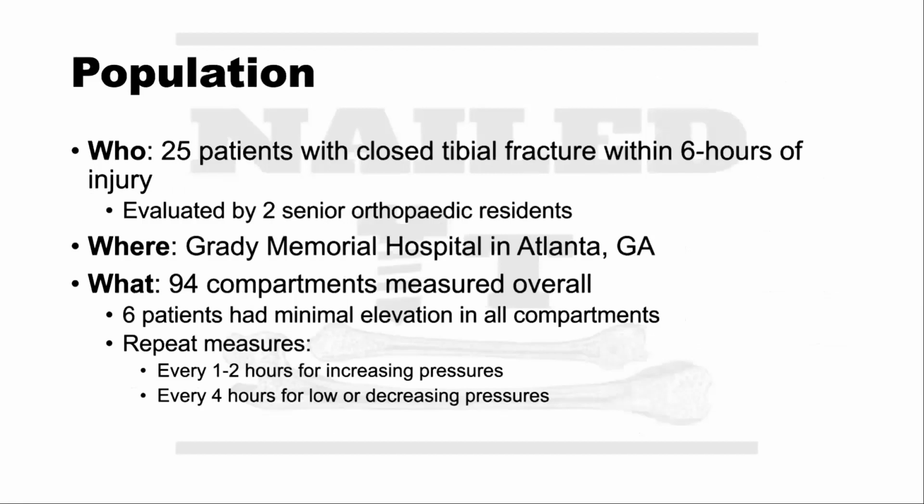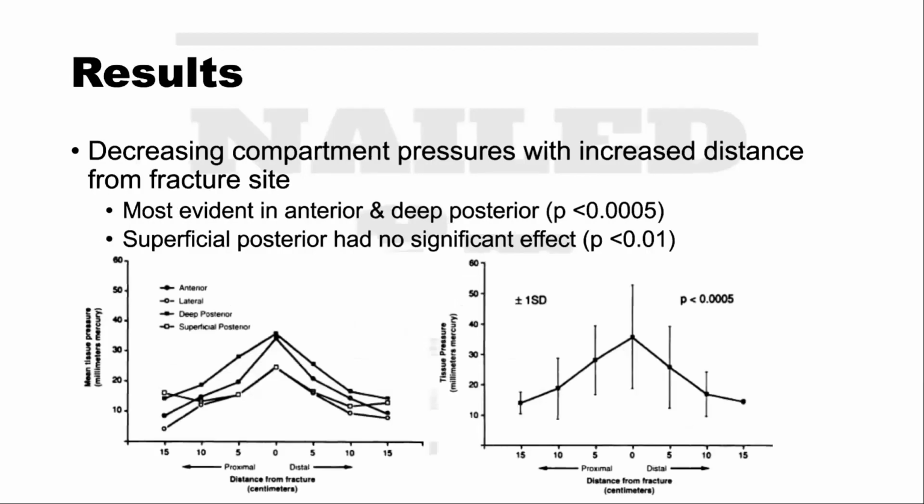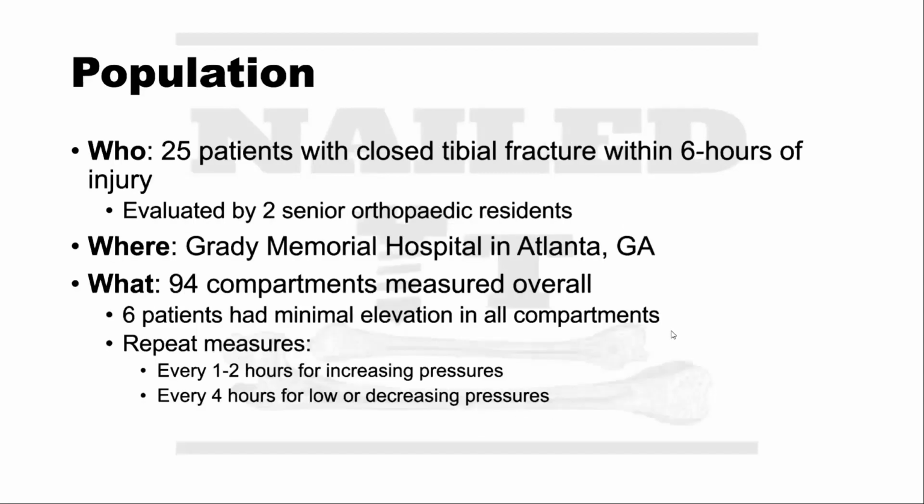And they defined compartment syndrome with their clinical evaluation and tissue pressure within 20 to 30 millimeters of mercury of the diastolic blood pressure. So they were able to identify 25 patients with a closed tibial fracture seen by 2 senior orthopedic residents at Grady Memorial Hospital in Atlanta. And they were able to measure multiple sites within 94 compartments between these 25 patients.